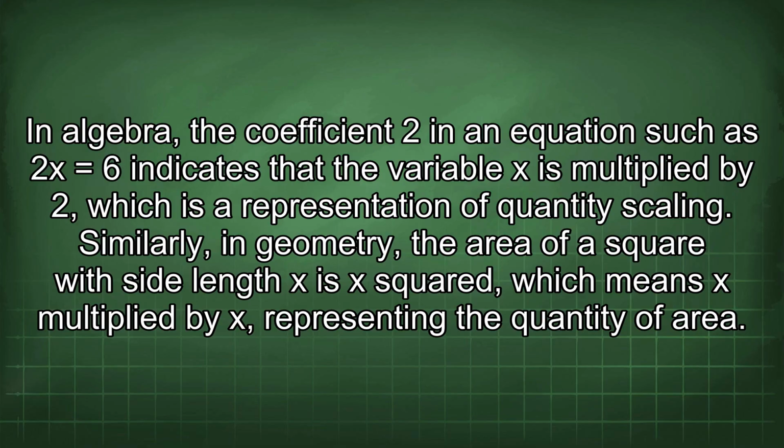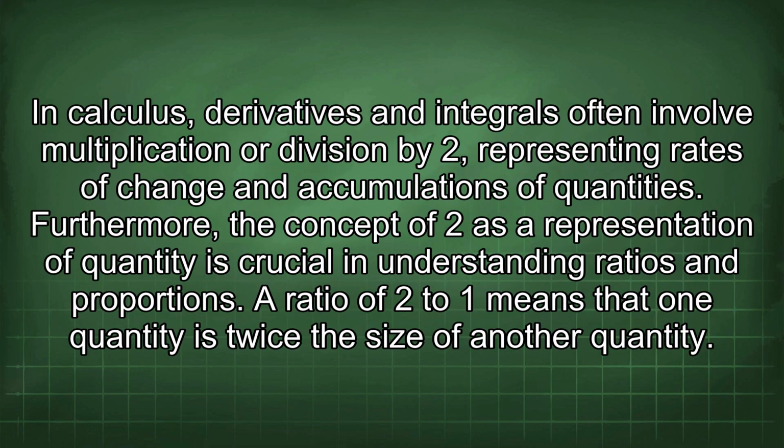Similarly, in geometry, the area of a square with side length x is x squared, which means x multiplied by x, representing the quantity of area. In calculus, derivatives and integrals often involve multiplication or division by 2, representing rates of change and accumulations of quantities. Furthermore, the concept of 2 as a representation of quantity is crucial in understanding ratios and proportions. A ratio of 2 to 1 means that one quantity is twice the size of another quantity.